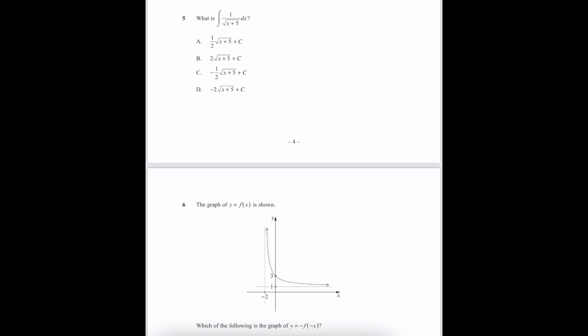Question 5 says, what is the integral of 1 over the square root of x plus 5? To work this out, we need to take it step by step. So we need to realize that a square root is the same as raising something to the power of a half. So the square root of x plus 5 is the same as x plus 5 raised to the power of a half. Now this is on the denominator.